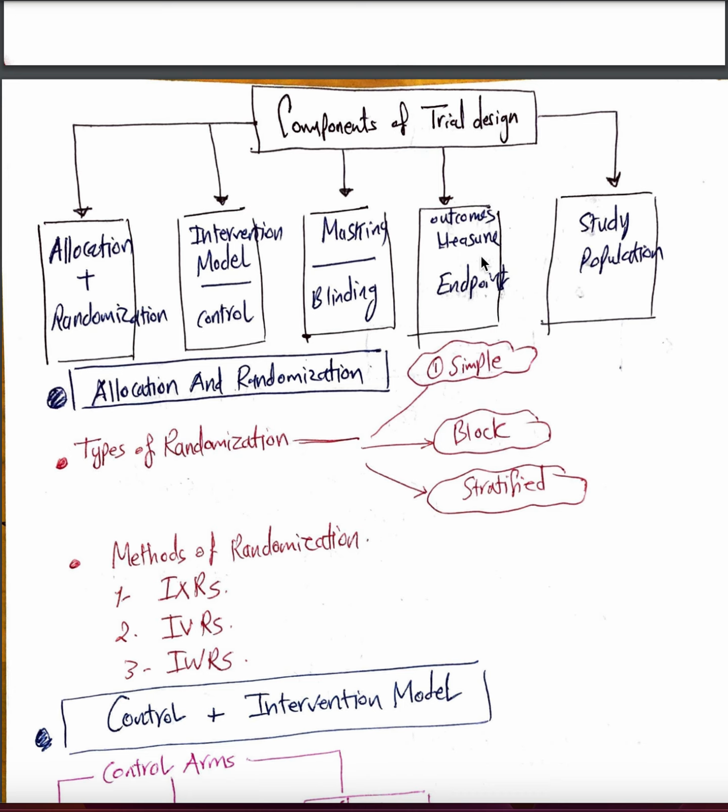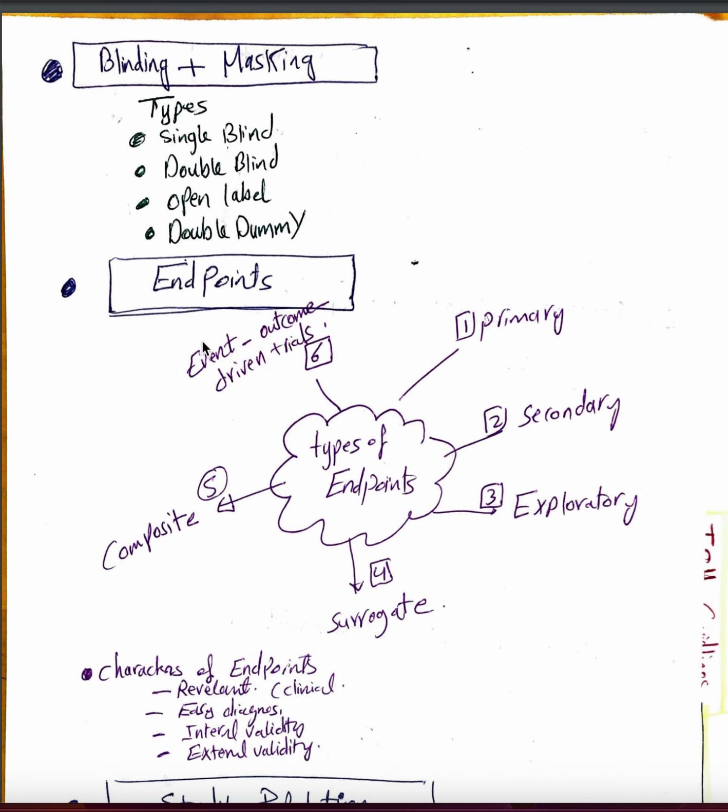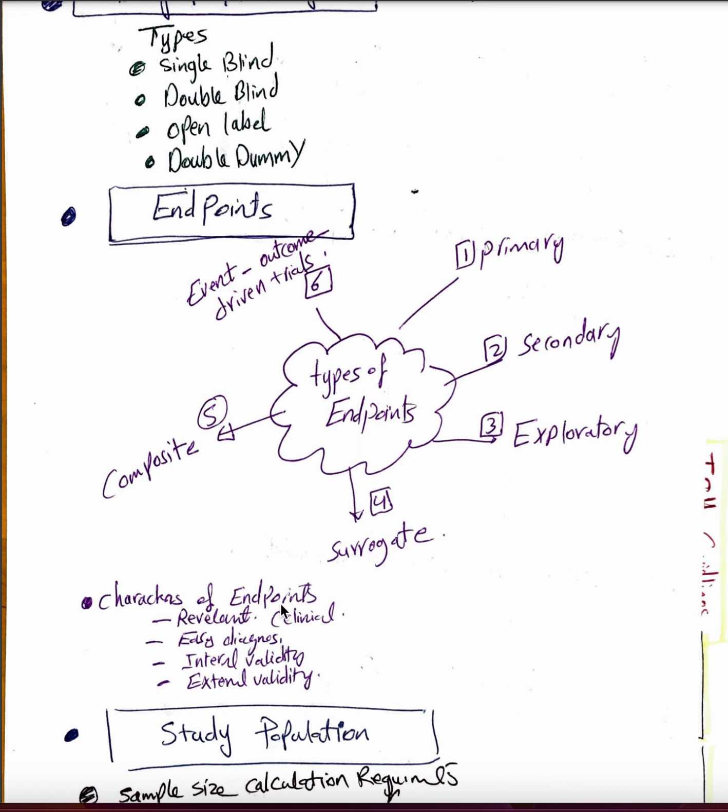Outcome measures, or we can say endpoints. For the endpoints, actually, we have types, and first the characters of the endpoints, because endpoints are the outcome measures. As I said before, they are the measurements of the outcomes. What I see here is relevant, early diagnosis, internal validity, external validity. That reminds me what the characters of the results should be: significant, relevant, internal validity, external validity. These are the characters of the endpoints.